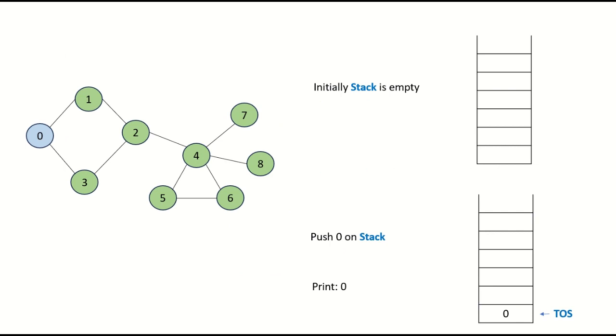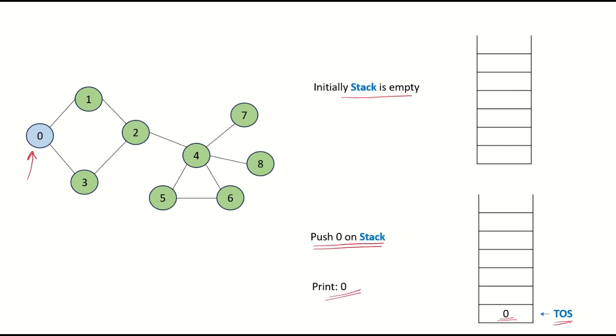This graph, as you can see, has 9 nodes, and we are going to take a stack which is initially empty. We are going to pick one starting node. It could be any node in this graph. In our example, we are starting with node 0. We will push this node 0 onto the stack. This is the top of the stack, pointing to the topmost element in the stack. Also, we can print 0.